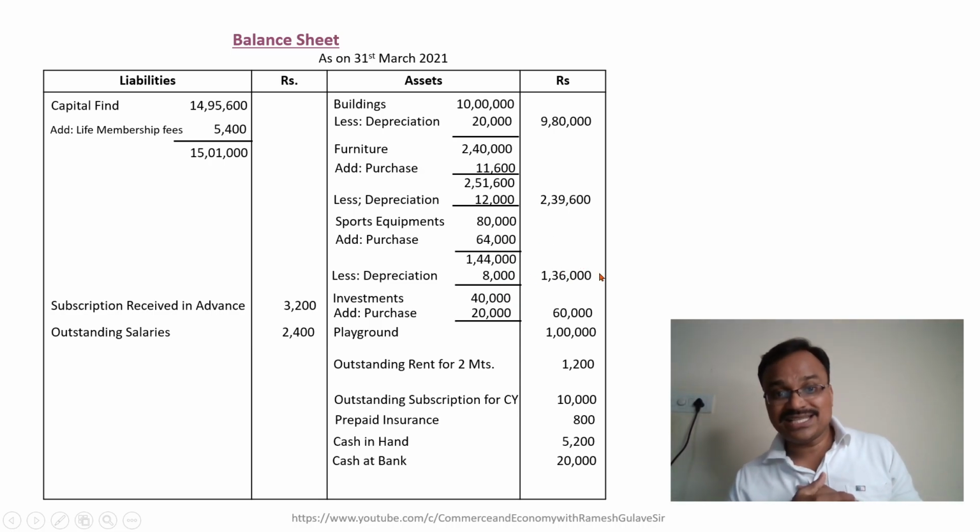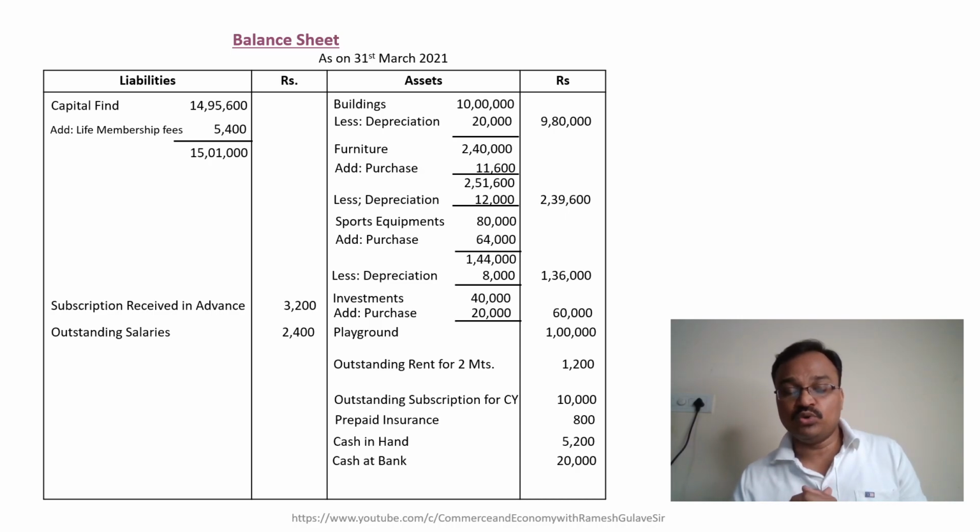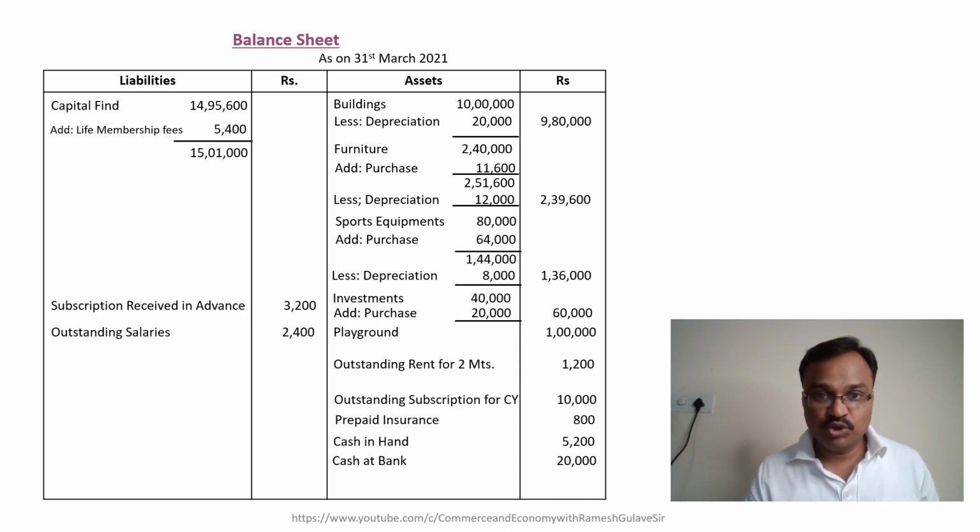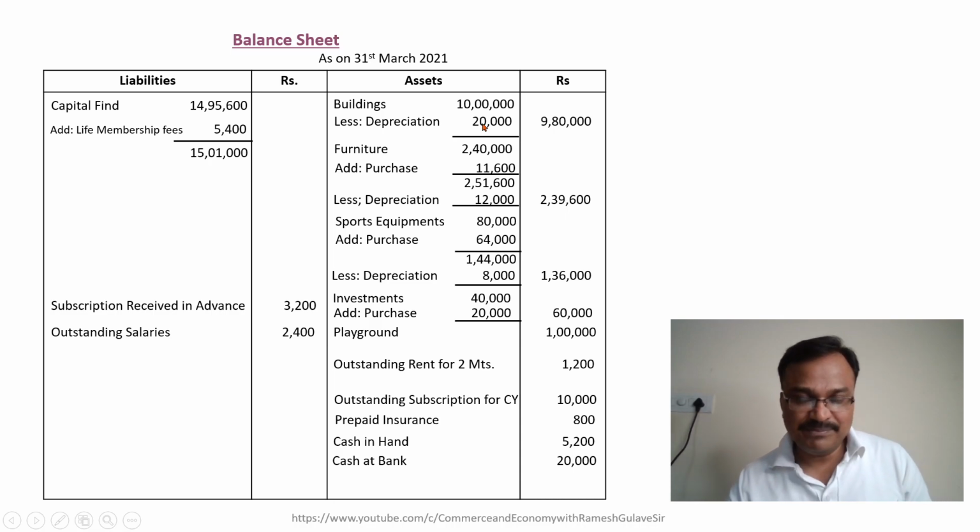1 lakh 36,000, right? So see friends, as at the beginning I told you that we have to identify the adjustments, and then accordingly we have to keep space for those adjustments. Okay, so here you must have observed how adjustment space is kept and how the adjustments are done. Okay, so now we have to give the second effect to all this amount of depreciation.